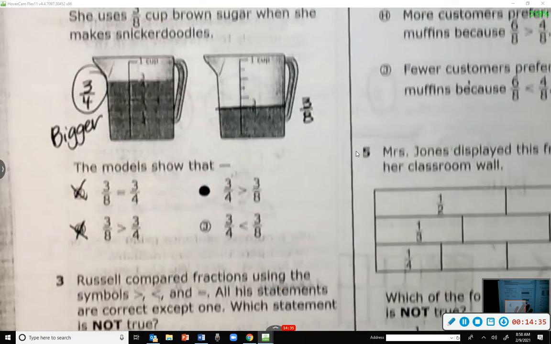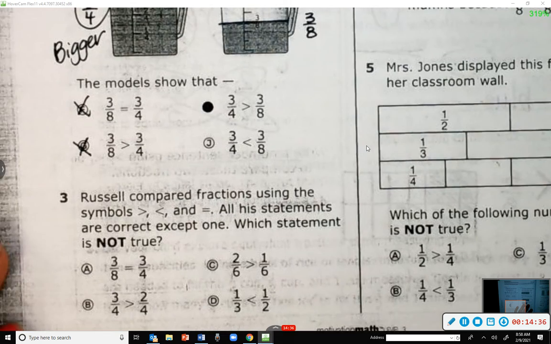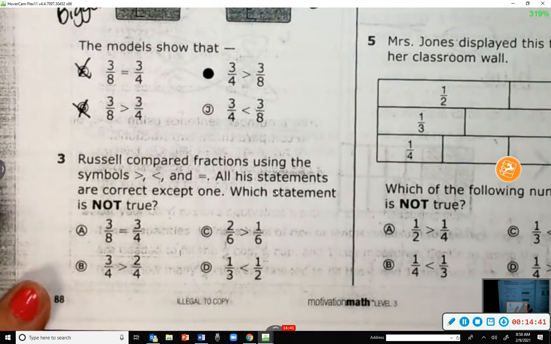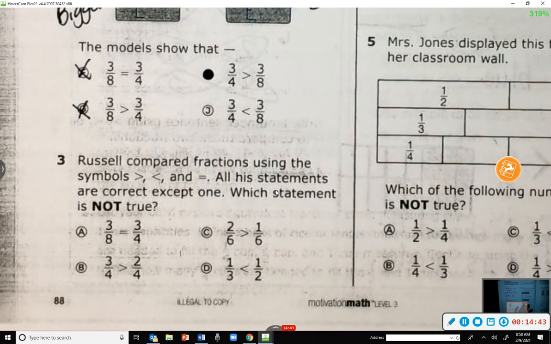Okay, here's the ones that get us. The not true. Which ones are not true? Number 3, Russell compared fractions using the symbols greater than, less than, and equal. All his statements are correct except one. Which statement is not true? Okay, so let's look at each one and figure out what we can do.